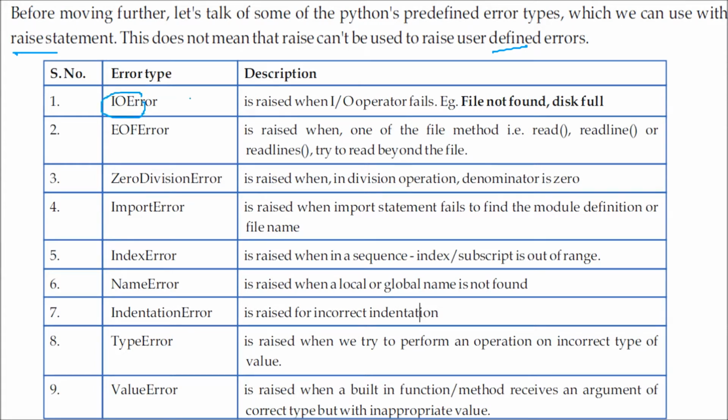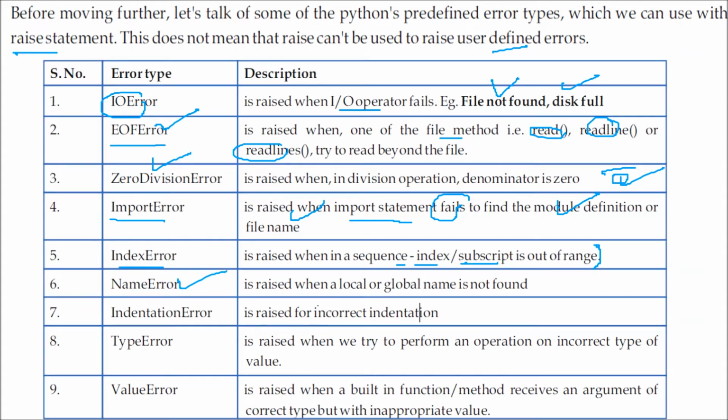First is IOError. This input output error is raised when an input output operation fails, like file not found or disk is full. EOFError is raised when one of the file methods like readline or readlines tries to read beyond the end of the file. ZeroDivisionError is raised when in a division operation the denominator is 0. ImportError is raised when the import statement fails to find the module definition or the file name. IndexError is raised when in a sequence the index subscript is out of range.